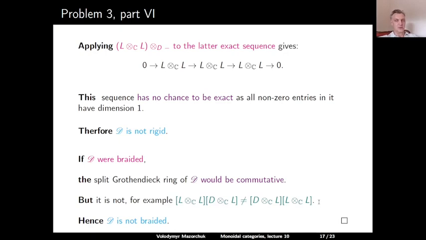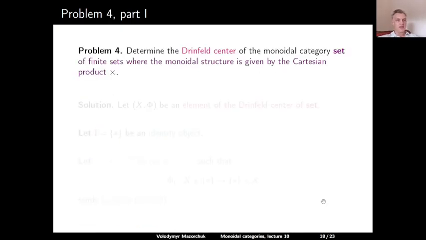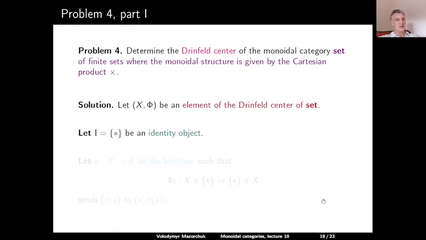This completes problem 3. Problem 4. Determine the Drinfeld center of the monoidal category Set of all finite sets, where the monoidal structure is given by the Cartesian product. Solution. Let (x, phi) be an element of the Drinfeld center of our monoidal category Set. The identity object in this monoidal category is some fixed singleton. Let this singleton contain the element star. So this is the identity object.